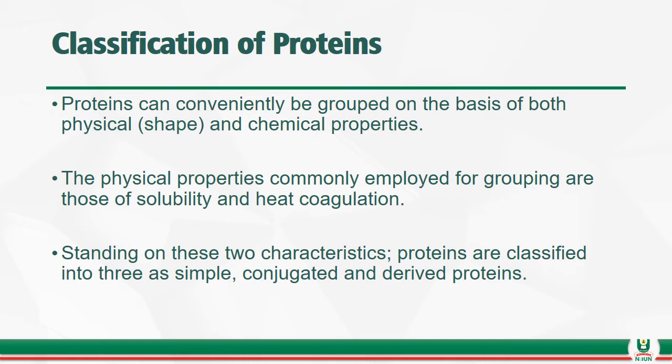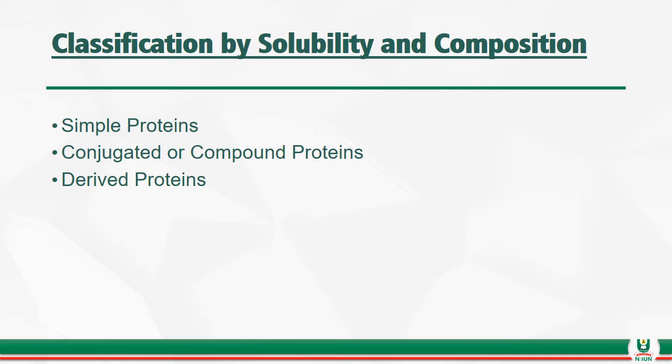Then we go to classification of proteins, and we'll look at what things are considered before proteins are classified. We have a summary here. Proteins can conveniently be grouped on the basis of both physical properties, that's the shape, and chemical properties. The physical properties commonly employed for grouping are those of solubility and heat coagulation. Standing on these two characteristics, proteins are classified into three: simple, conjugated and derived proteins, which you can see here. So this classification is by solubility and composition.